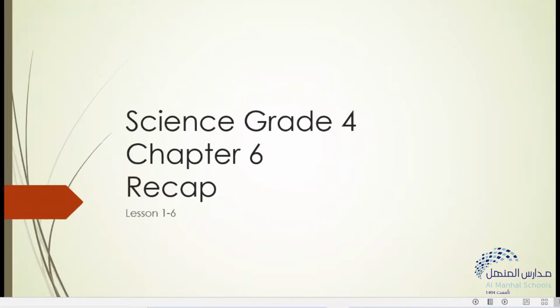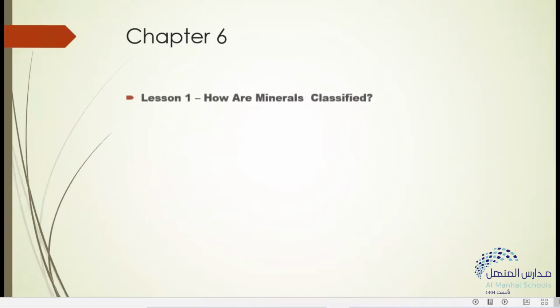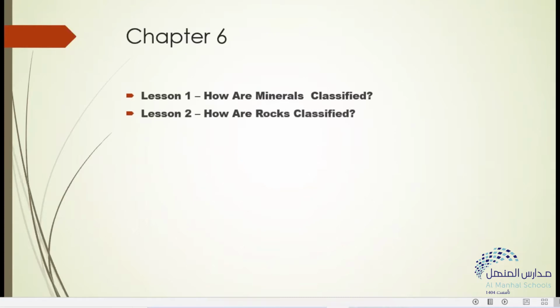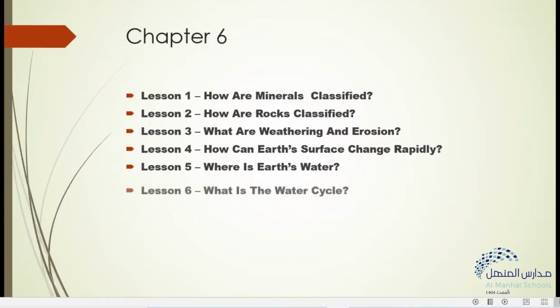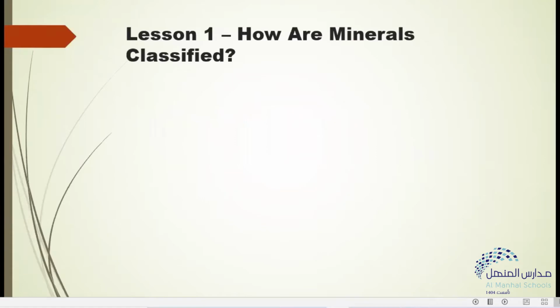Today we'll be looking at chapter 6 and we'll be recapping lessons 1 to 6. In lesson 1, we looked at how minerals are classified. Then we went over how rocks are classified. After that, in lesson 3, we looked at what weathering and erosion are. In lesson 4, we looked at how Earth's surface can change rapidly. Then we looked at where all Earth's water is. In lesson 6, we looked at what the water cycle is.